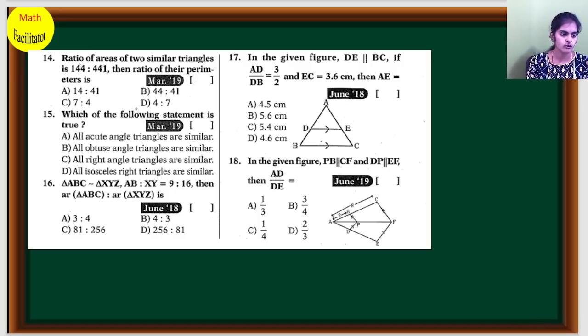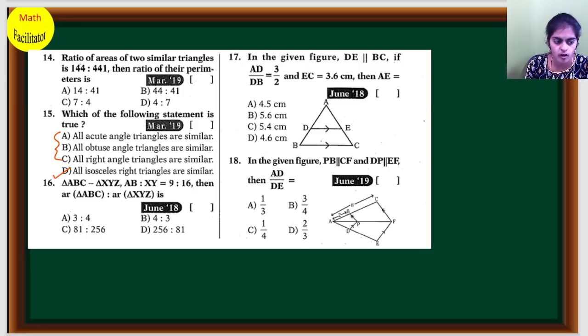And the next one, which of the following statements is true? All acute angles are similar, all obtuse angles are similar, all right angles are similar, all isosceles right angles are similar. All of these cannot be similar always, but all isosceles right triangles are similar because this is a right angle and this is also a right angle. This is 90, this is 90. This is isosceles, so this will be 45, 45. This also will be 45, 45. So definitely they are all similar. I am not taking this question also because ratios are not in the syllabus.